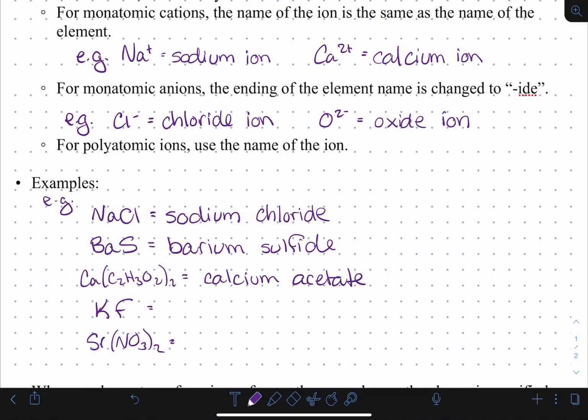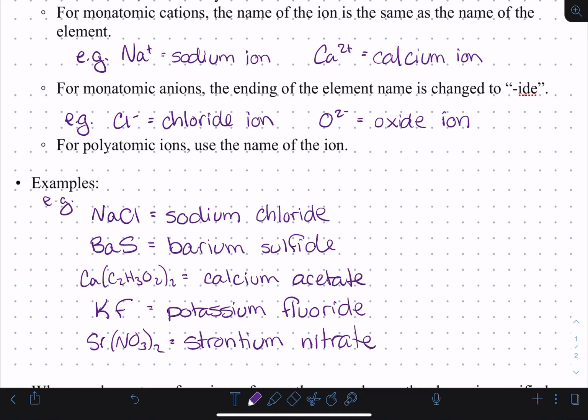The first one here, K, is potassium. And for the cation, the element name doesn't change at all. Then our anion is the ion of fluorine. Our -ine is going to change to -ide since it's an anion. So this is potassium fluoride. And then for the second one, our cation is strontium. And our anion is a polyatomic. You can look on your list and find that that's called nitrate.